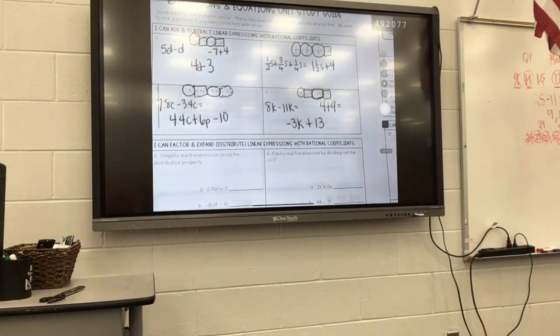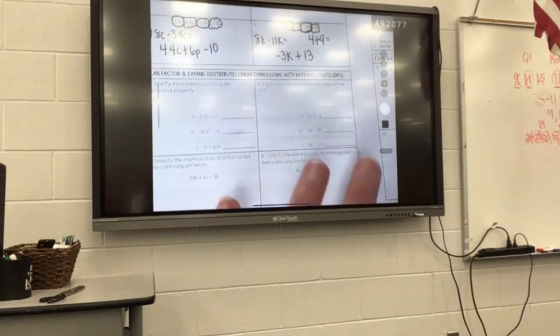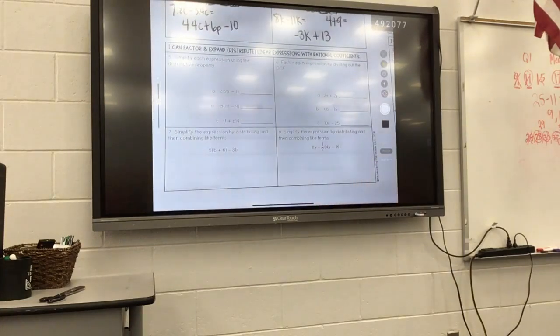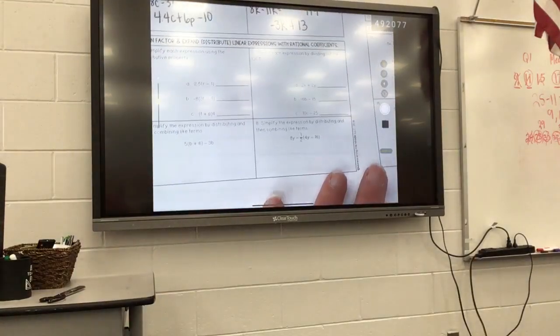All right, so how did you do on the first 4? Good? Any questions? All right, let's look at 5 through 8. It says I can factor or expand, distribute with rational coefficients. This one says simplify each expression using the distributive property. I am not gonna have enough room on this piece of paper to do this.